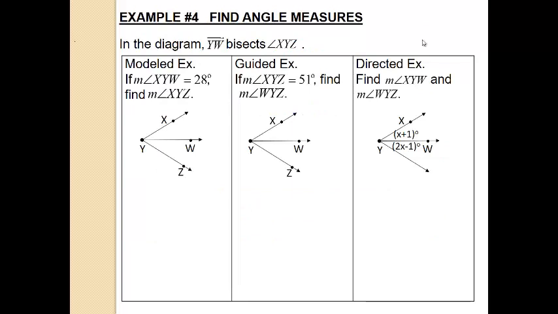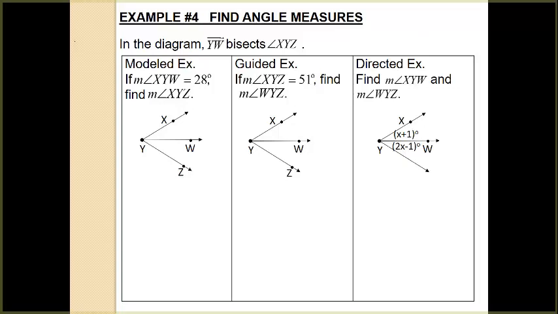So we have a model example. If we know XYW is equal to 28 degrees, and they tell us in the directions that YW bisects the angle, that means these two angles are congruent. So if XYW is 28 degrees, that means WYZ is 28 degrees because of the word bisects. We're trying to find XYZ, which is the entire angle. I just add the two together, and I get 56 degrees.